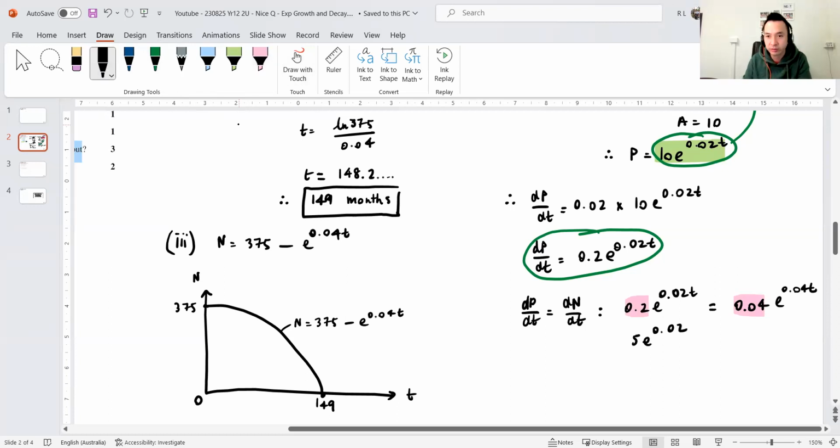5e^(0.02t) = e^(0.04t). Now bring the 5. Maybe log both sides, right? Let me see what's the best way of doing this. Yeah, ln both sides. Is that the best way? Okay. I'm thinking about bringing it over, but let's not do anything fancy. Let's just ln both sides, right?